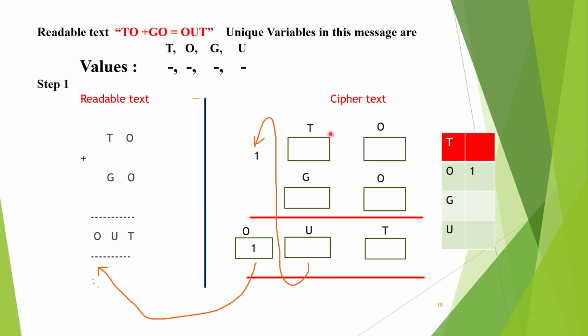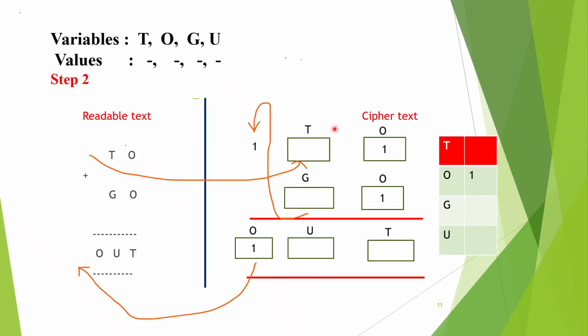What is the first constraint? The first constraint is the carry should be 1, right? Always the carry should be 1. So here the carry should be 1, so 1 will be assigned to the variable O. That is, we have assigned the value 1 to the variable O. Just fill it in this table: the value of O is 1. And then wherever you see O here, fill the value 1. So here 1, here also 1. Any other O? No. So put 1, 1 here.